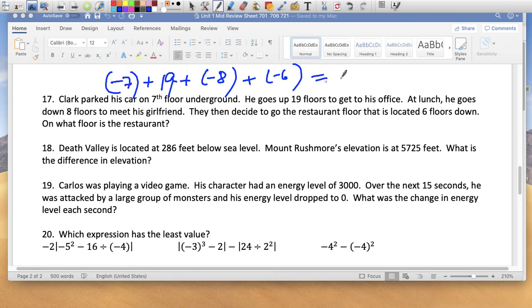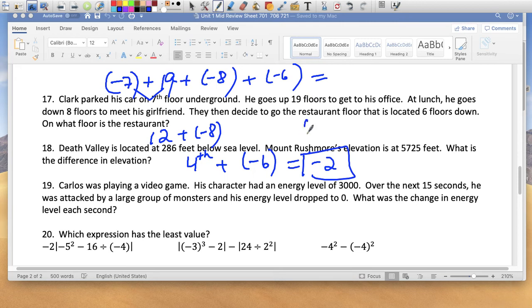-7 plus 19 would put me on the 12th floor, so that's where my office is. I go down 8 floors, so on the 4th floor, that's where my girlfriend is. And then from where my girlfriend's office is, which is on the 4th floor, we go down another 6 floors, and that puts us on the -2nd floor, or 2 floors underground, and that's where all the restaurants are. Okay, on the -2nd floor.